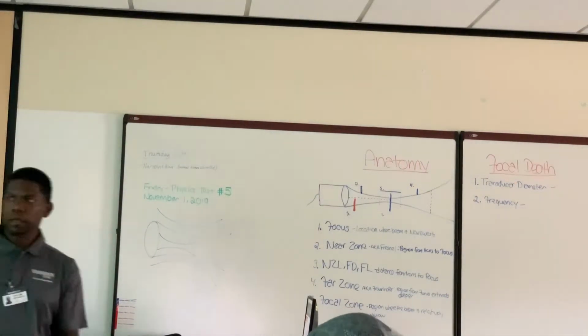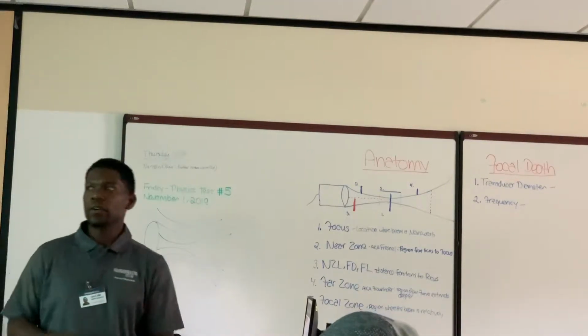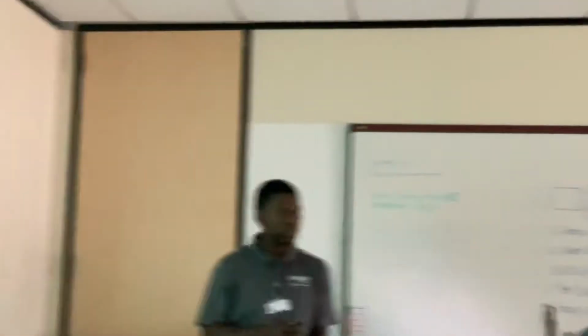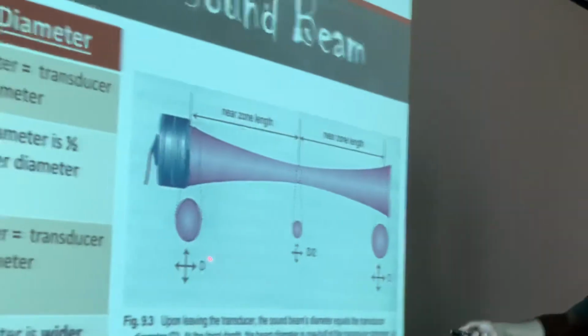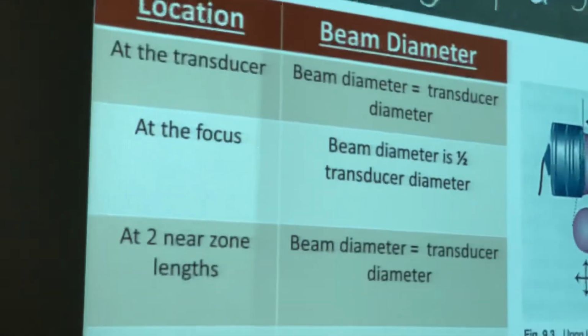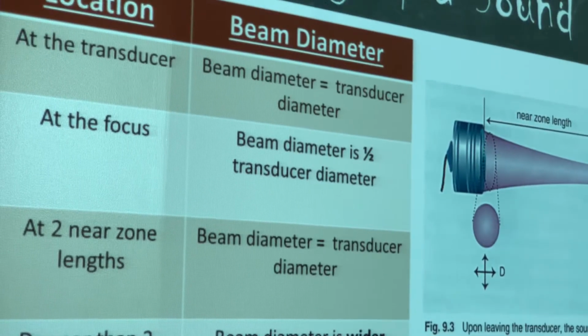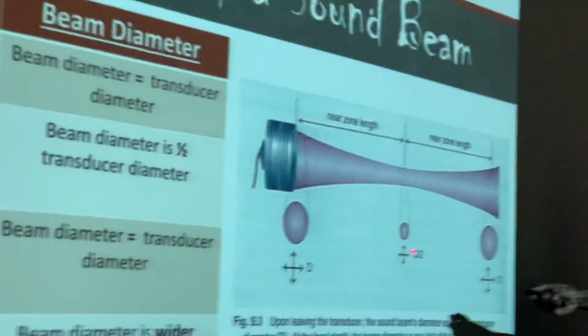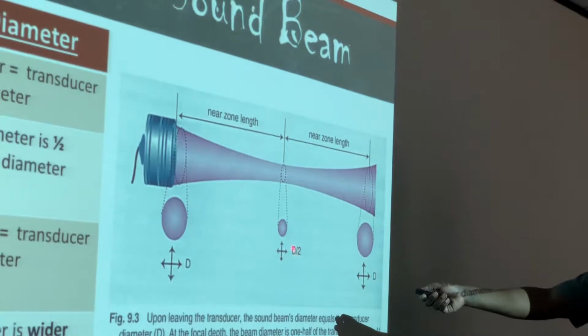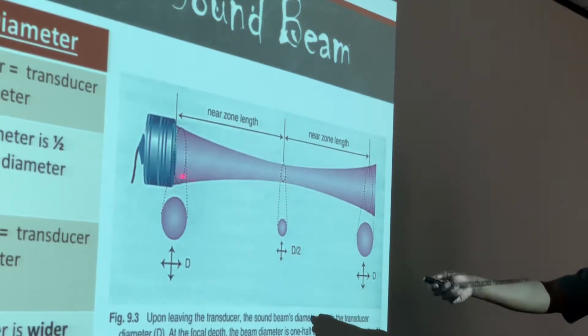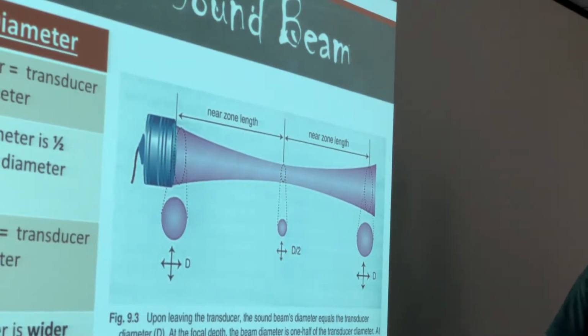At the focus, the beam diameter is half the transducer diameter. See it right here, guys. See the shape of this, how the beam looks straight on. At the focus, our beam is half the diameter, divided by 2, of what is coming out of the transducer.